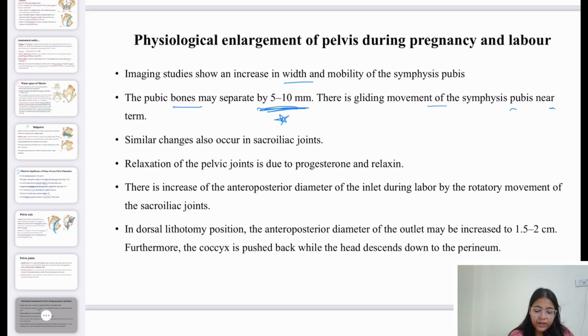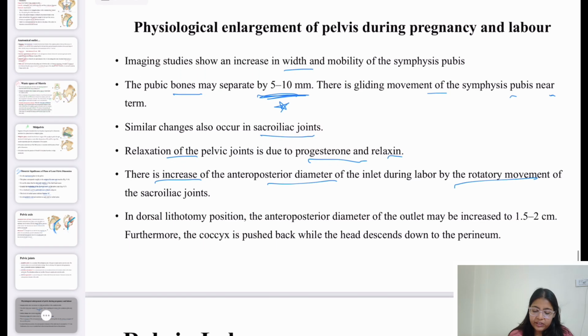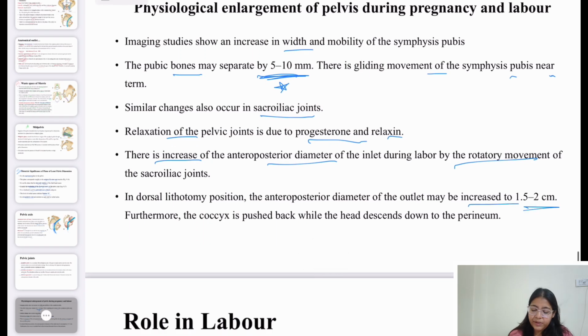Similar changes occur in sacroiliac joints, and there is relaxation of pelvic joints due to progesterone and relaxin hormones. There is increase in AP diameter due to rotatory movement of the sacroiliac joints, and in lithotomy position the AP diameter may be increased by this much.